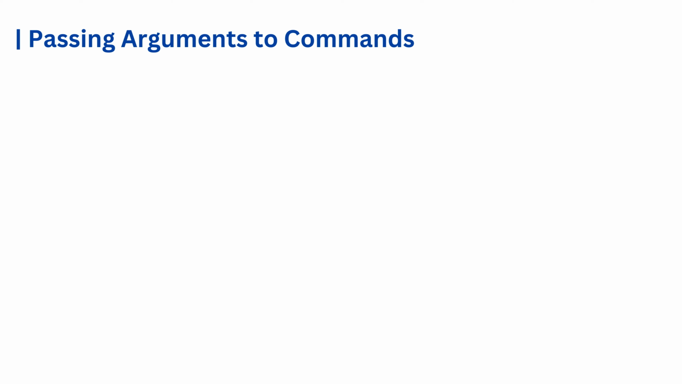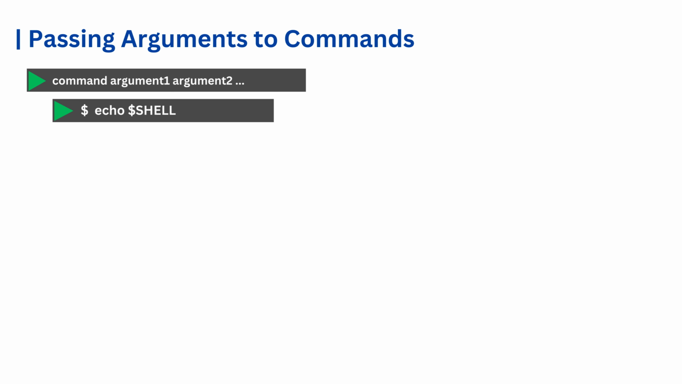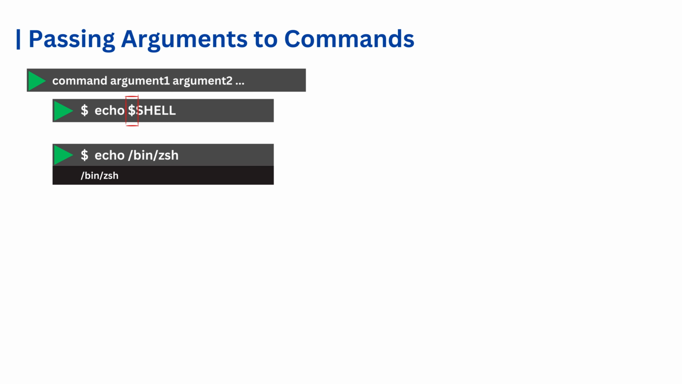Once the shell finds the command, it can accept arguments, additional values that modify the command's behavior. These arguments are interpreted by the command according to its functionality. For example, the argument $shell in echo $shell is a special value, called a shell variable. The leading $ sign informs the shell that it should retrieve the value stored in the variable shell. The shell then replaces $shell with the actual value before executing the command.